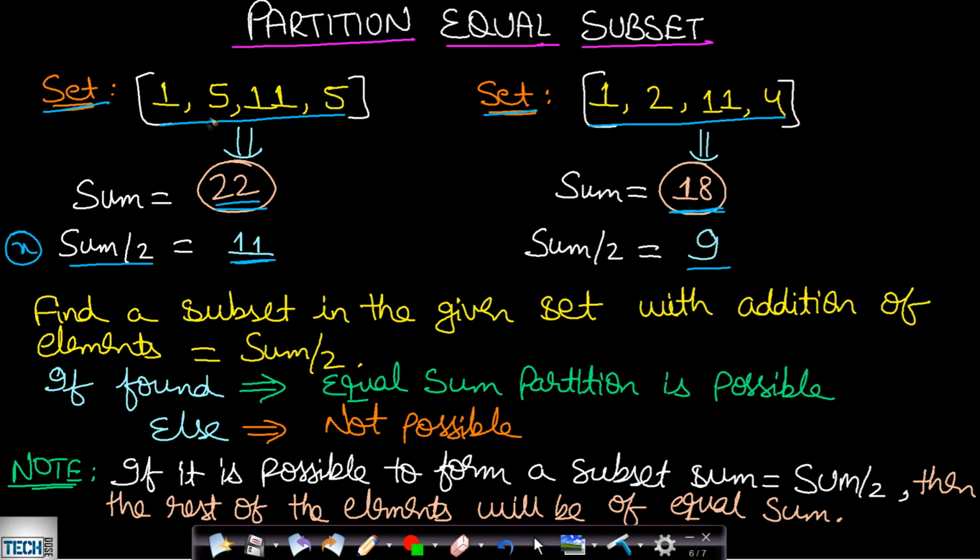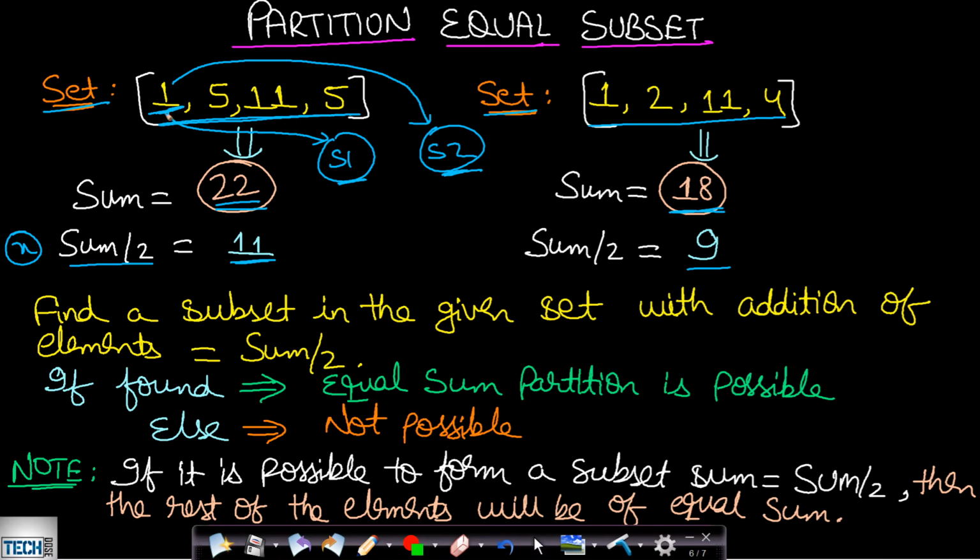Now you can see that if you are given a set and you want to divide it into two subsets such that the sum value in both these subsets should be equal, and each of the elements can either go to S1 or it can go to S2. It cannot go to both, and only one instance of each element is allowed.